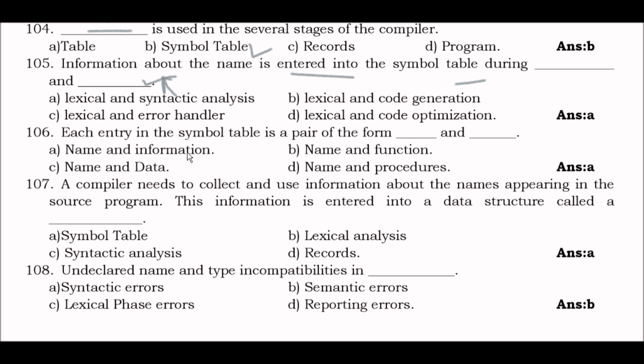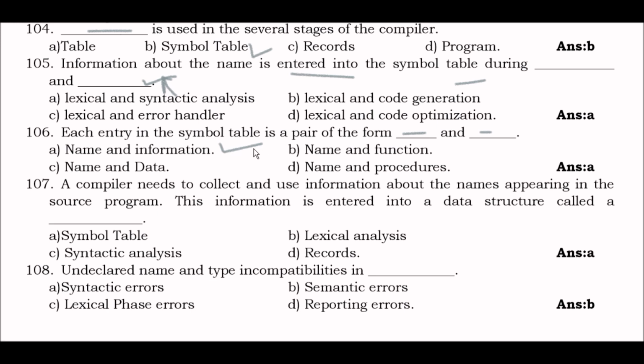Next question. Each entry in the symbol table is a pair of the form name and information. Option A, name and information in symbol table. Okay, each entry in the symbol table is a pair of the form name and information respectively.